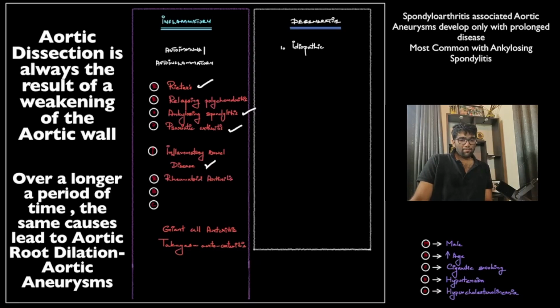On the other hand, in relapsing polychondritis, the involvement of the root is a direct inflammatory process that is part of the cartilage inflammation that you get in relapsing polychondritis. Similarly, in Behçet's disease as well as Cogan syndrome, both of which are large vessel vasculitides, you get direct inflammation of the aorta starting within the media of the aorta in case of Behçet's disease and Cogan syndrome.